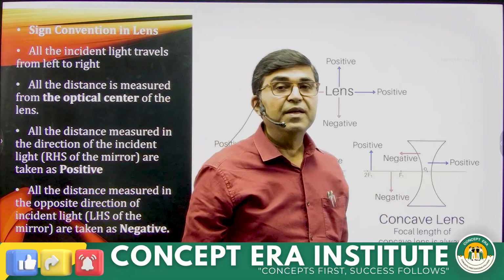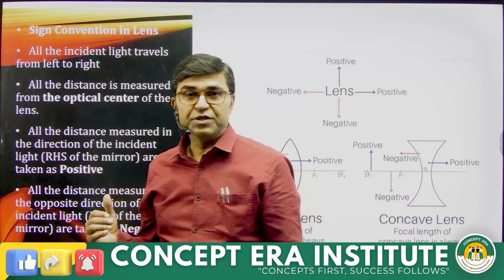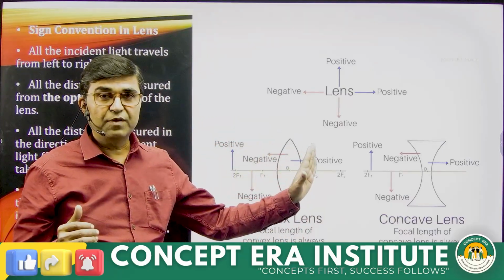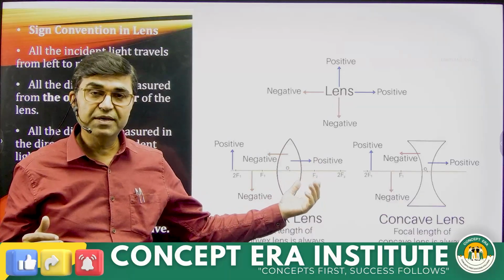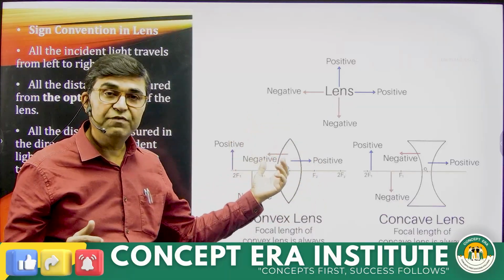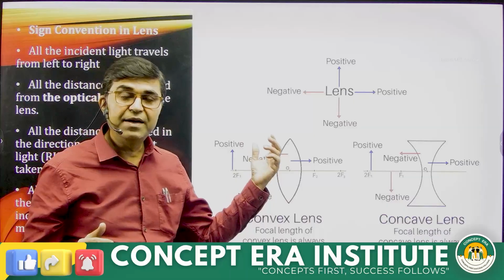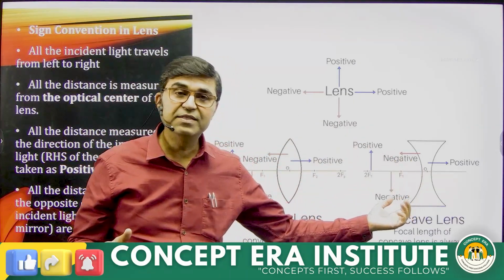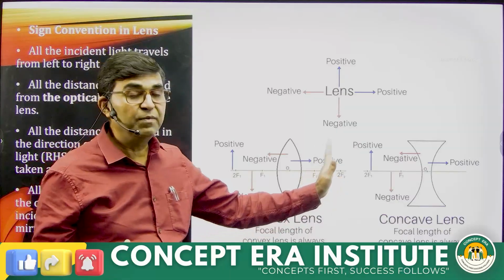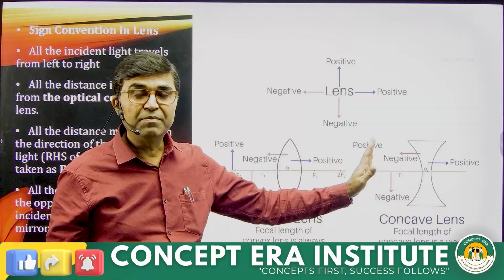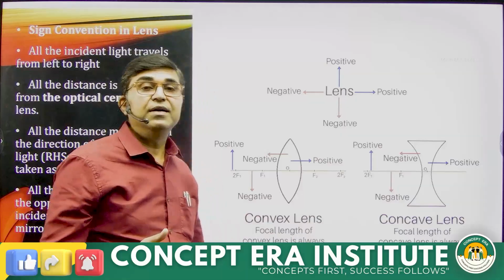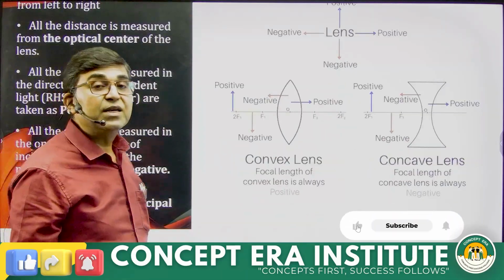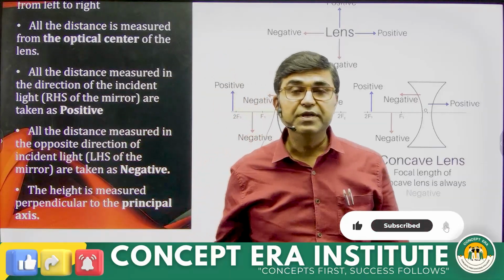Keep in mind that in the question, if the term convex comes out, whether it's a lens or a mirror, the focal length f will always be positive. And if the term concave comes out, whether concave lens or concave mirror, the focal length will be negative. If you remember this, you will never attempt your numericals wrong. That concludes the third part of the series.